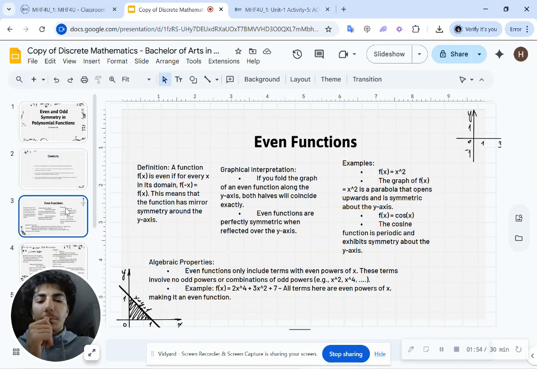If you look at the equation and analyze it, 2x^4: 4 is an even number. 3x^2: 2 is an even number. So as we can tell, this is an even function.